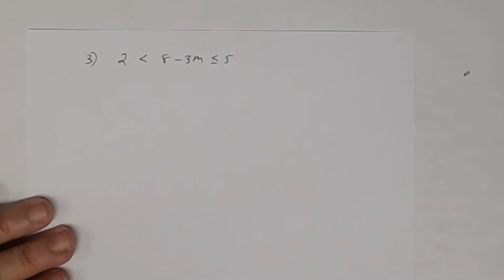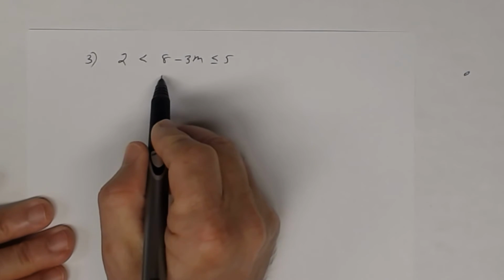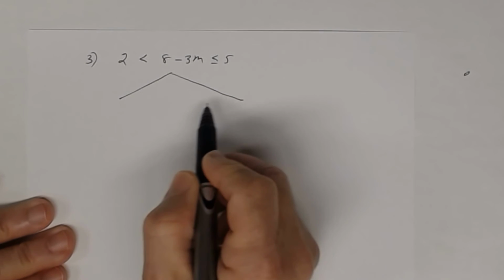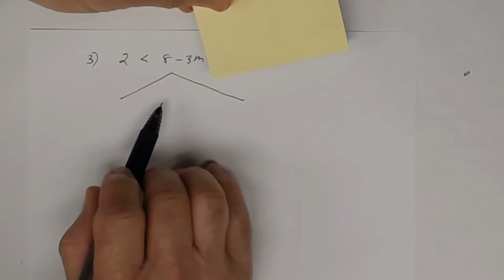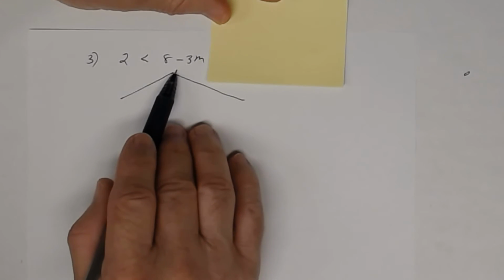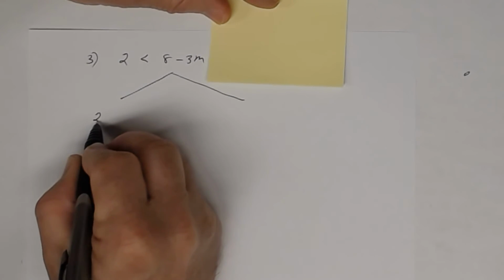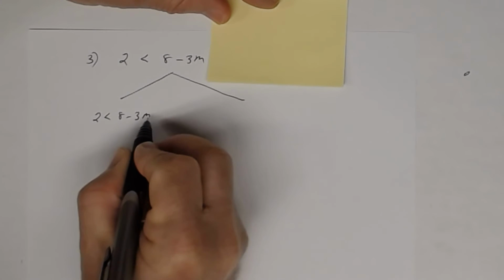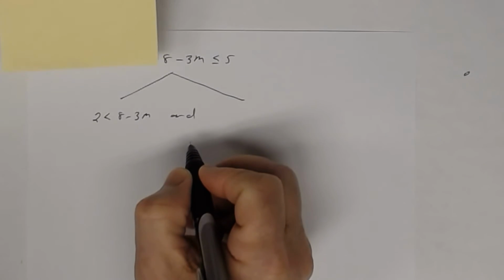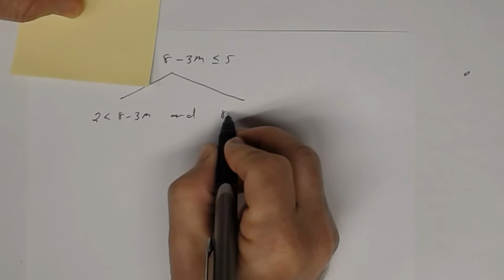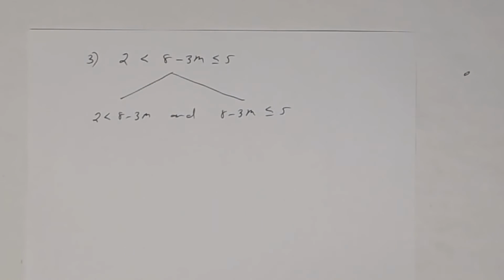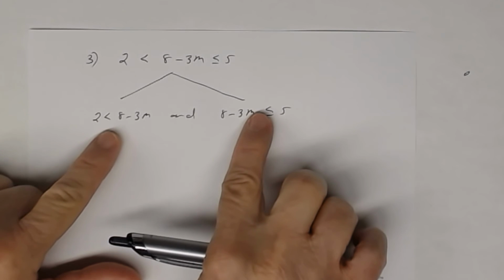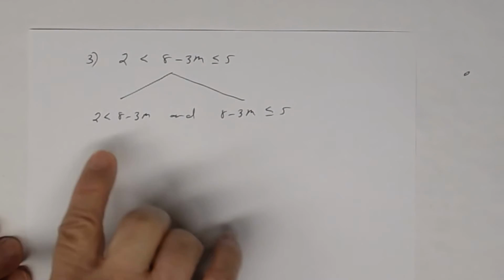So the first approach is to rewrite this compound inequality as two simple inequalities. So 2 is less than, so you cover up this part if you have to. So 2 is less than 8 minus 3m. And at the same time, 8 minus 3m must be less than or equal to 5. Then we're going to solve each of those simple inequalities individually. So let's do this one first.